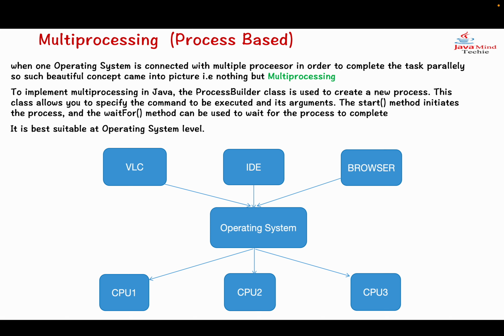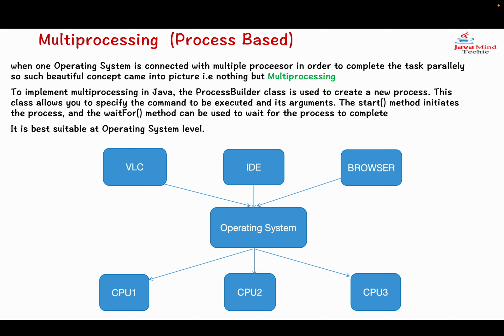So first we need to understand what multiprocessing is. As per the generic, English definition, when one operating system is connected with multiple processors, as you can see in the diagram, CPU1, CPU2, CPU3, multiple processors are connected with one system in order to complete the task. The main motto is to complete the task in parallel. Yes or no? Because I see VLC media player, IDE, browser, we have these three types of tasks. You can see clearly here.